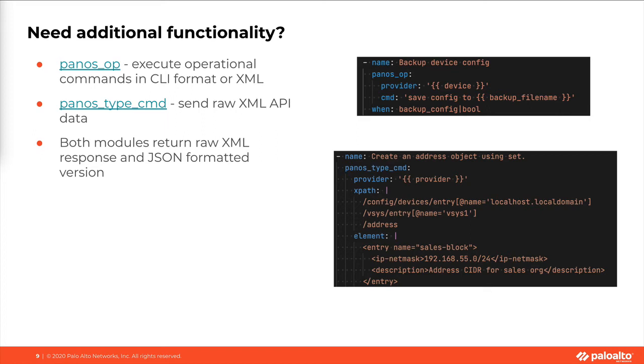And then if you use PanOS type command, you can send any raw XML API command to the device. So if it's a config element that we don't have a module for, or if you want to create a backup, which is just one command that you can use using the op command, both of these are really good to have in your toolbox.